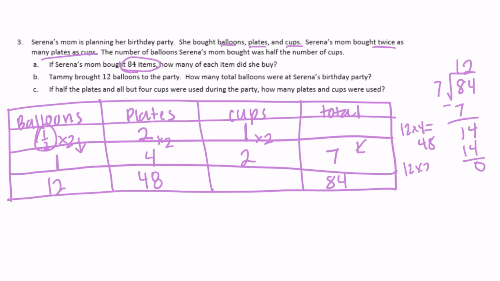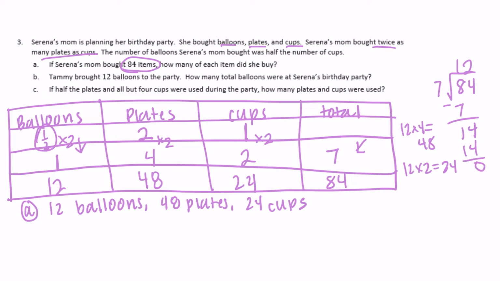12 times 2 is 24. So there would be 24 cups. We would have 12 balloons. So for A, 12 balloons, 48 plates, and 24 cups. All right, part B.